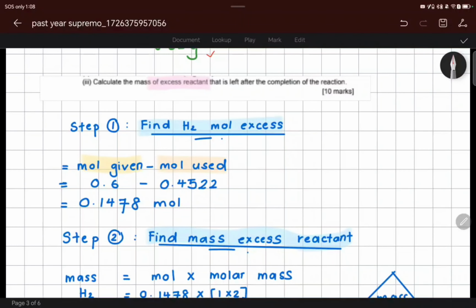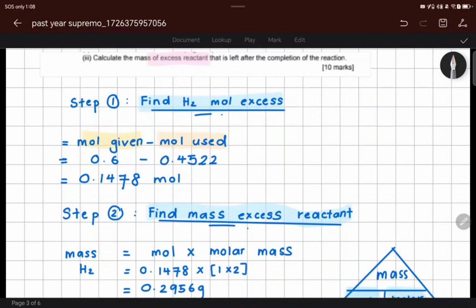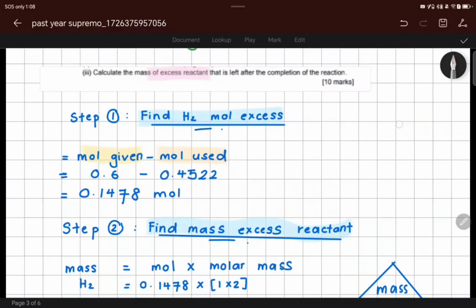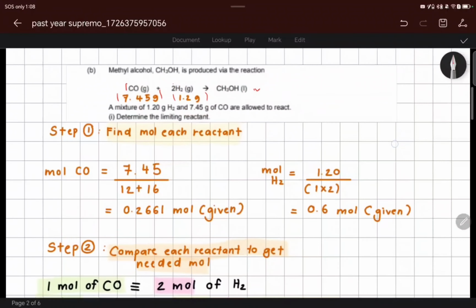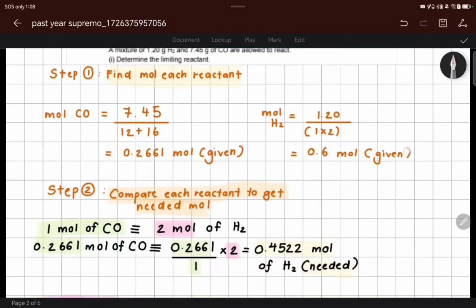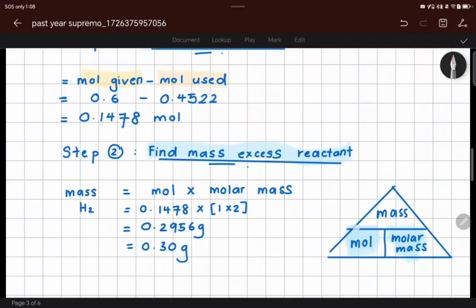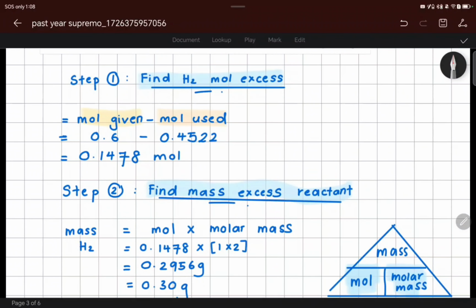Okay. Third question, calculate the mass of excess reactant that is left after the completion of the reaction. So how to do this kind of question? Okay, first step, find the hydrogen mole excess. Okay, we already know, right, the mole given we get from the first time we calculate the mole, which is this one, the mole given from the experiment. And then the mole used, so the mole used means the mole needed lah, the mole needed that we already calculated.